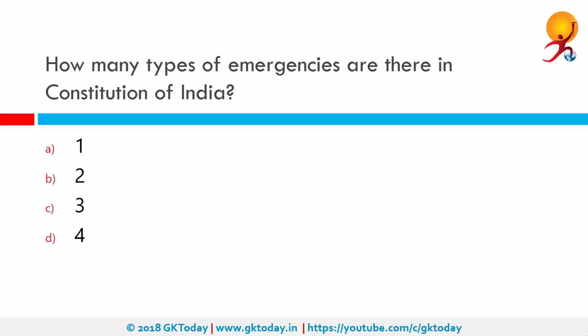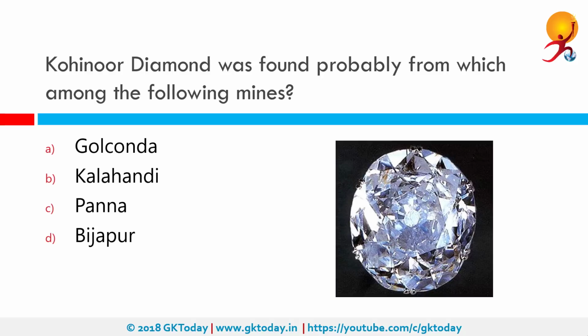How many types of emergencies are there in the Constitution of India? There are 3 types of emergencies defined in the Constitution of India. These are national emergency, state emergency and financial emergency. They are mentioned in Part 18 of the Indian Constitution, which deals with emergency provisions.